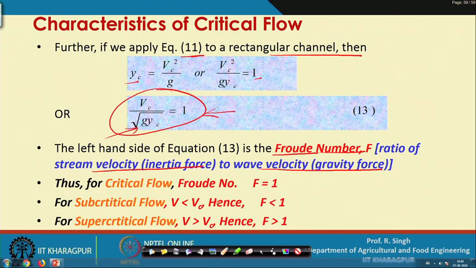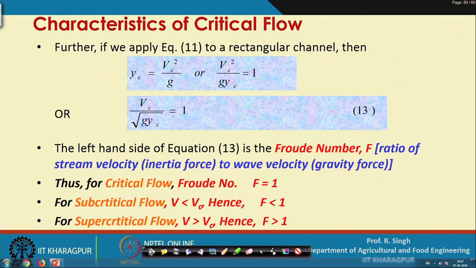At critical flow the Froude number is 1. For subcritical flow, when velocity will be less than V c, the Froude number will be less than 1. For supercritical flow, when velocity will be greater than V c, it will be greater than 1. This is an important finding, and the Froude number is used to classify or identify the flow regimes, that is whether the flow is critical, supercritical or subcritical.